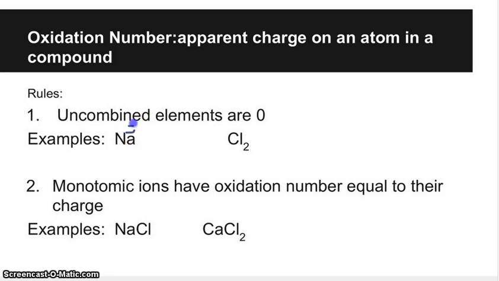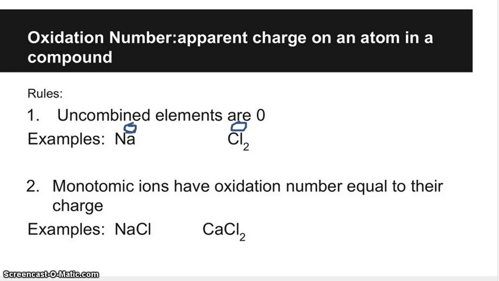Typically, you're going to see it written above the atom or the element, just like we would a charge. Chlorine gas, Cl2 in this case, is still in its natural uncombined state. It's one of those magic 7 elements that come in pairs, the diatomics. So that also would have an oxidation number of 0.